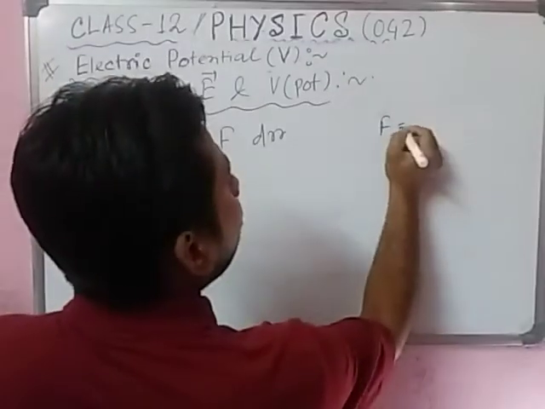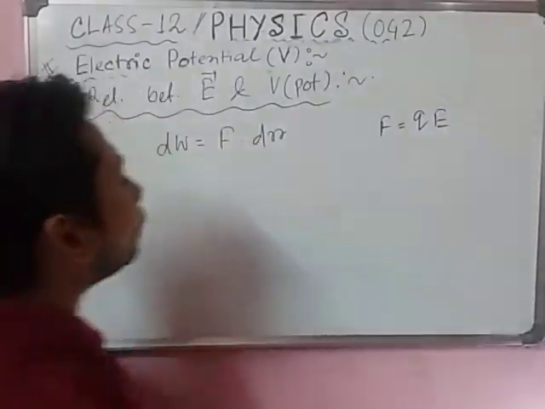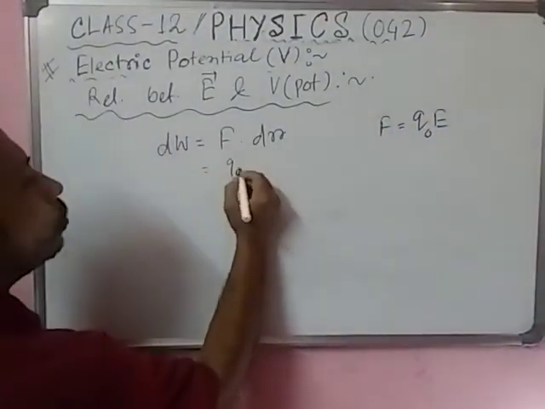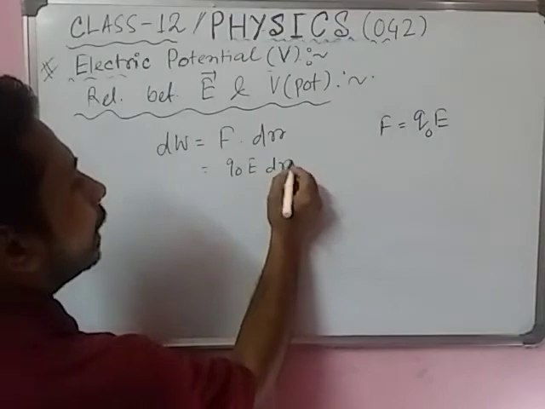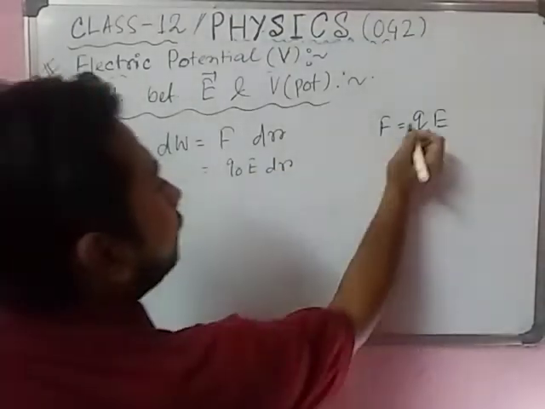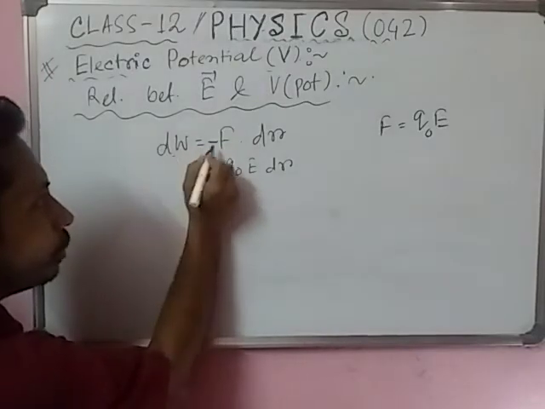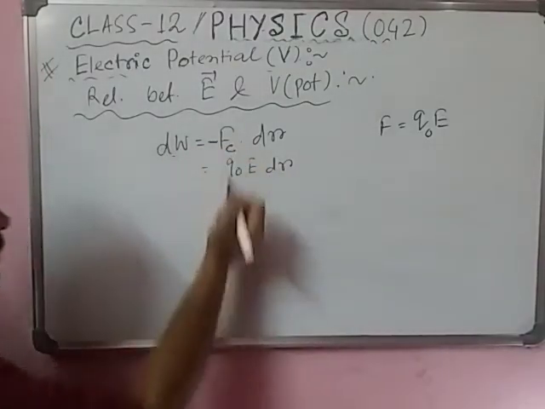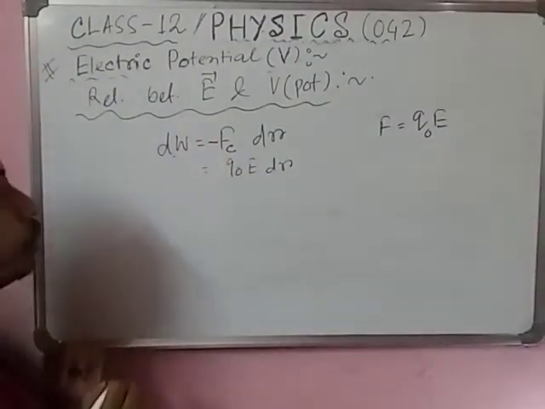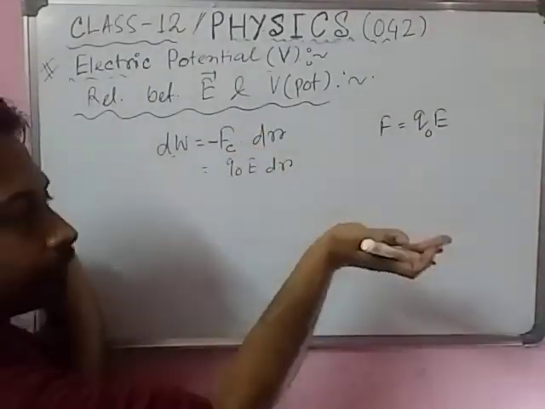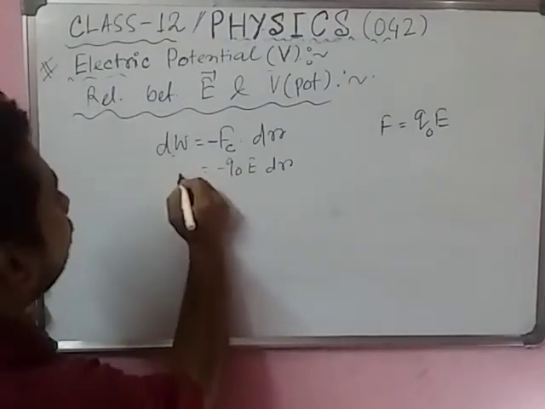Now students, if you put F equal to Q into E, F equal to Q naught into E, Q naught here is the test charge. So you write Q naught into E into dr. And you know there is a minus sign, so you can put a minus sign in dW equal to F dot dr. Here is the Coulomb force Fc. That's why minus. I already told you why minus, because the external force and the Coulomb force are opposite. So dW equals minus Q naught E dr.